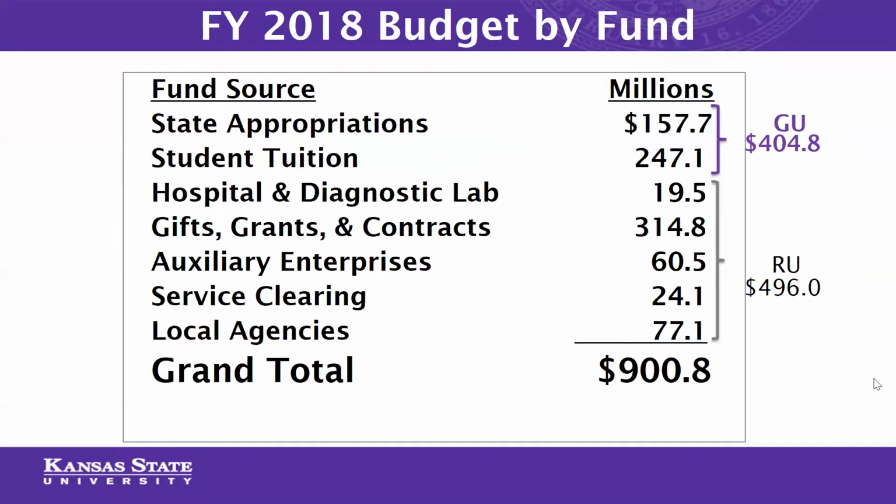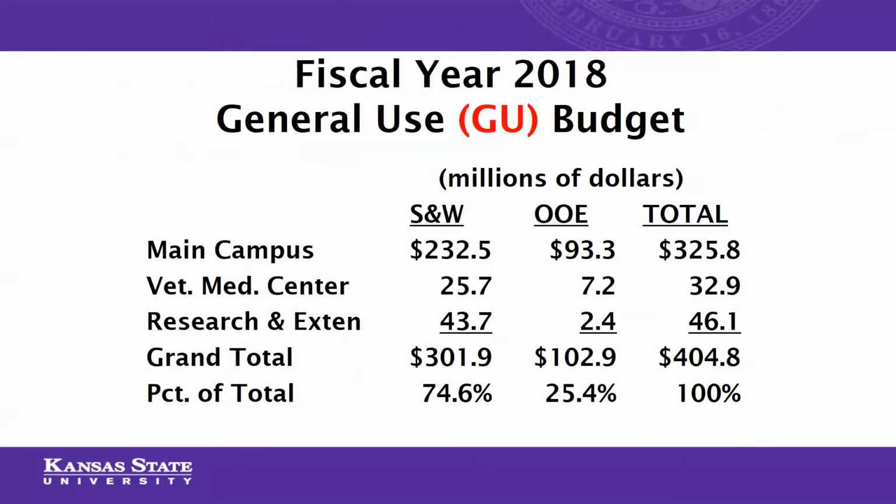So again, state appropriations and student tuition, that's the GU bucket, and that's about $400 million, $496 million for all the RU side of the house. So it's a little less than 50-50 in terms of how we finance the institution between the two different buckets. Now again, in my office, we focus on the GU budget. That's what you hear a lot of as impacts, and right now when we're going through callbacks, that's the focus everybody is worried about at this point.